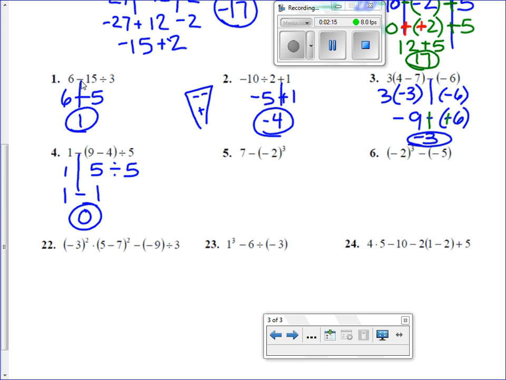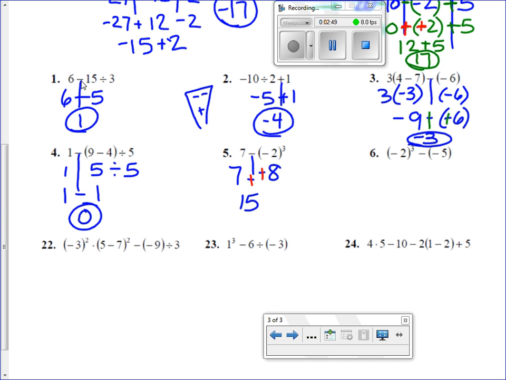Next, I'm going to go ahead and do this problem. Draw my alley. Negative 2 times negative 2 is positive 4. 4 times negative 2 is negative 8. So I have 7, and it's going to be minus negative 8. 7 minus negative 8. Remember, I can't have that. I've got to change it to a plus positive 8. So my answer is going to be 15.